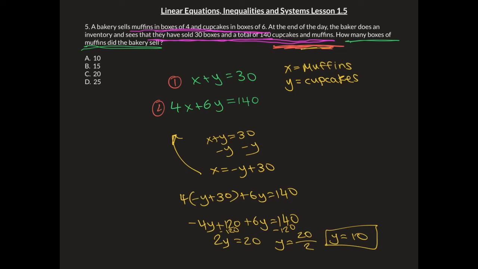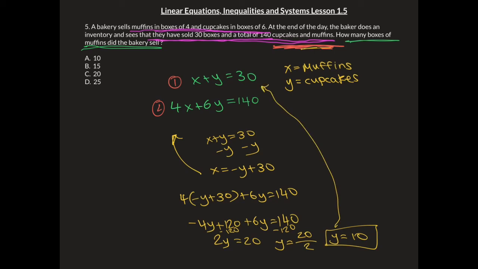So since x and y are our number of boxes, we have to make sure that when we're checking our work, we sub in y as boxes and not the number of cupcakes. So now let's go back to our question. It's asking us how many boxes of muffins did the bakery sell. What we've done here is that we found the number of cupcakes. So now let's replug y back into our first equation.